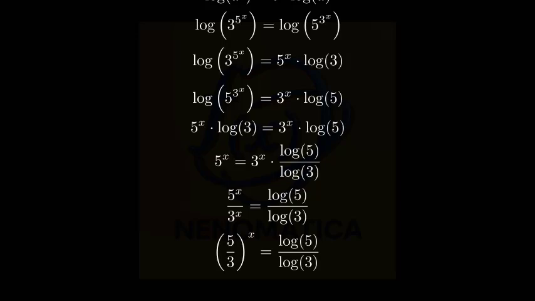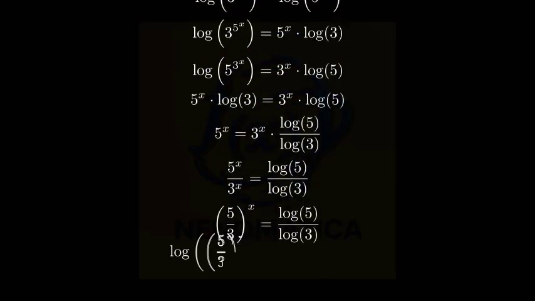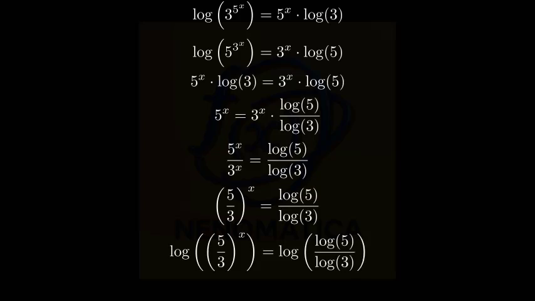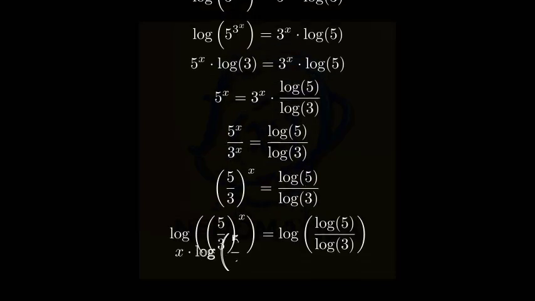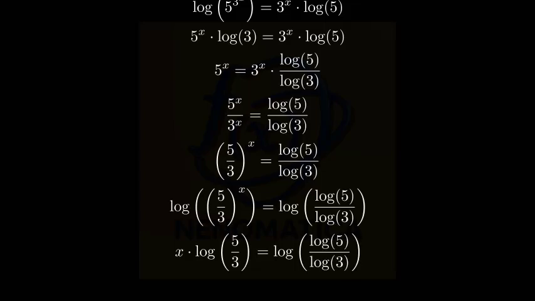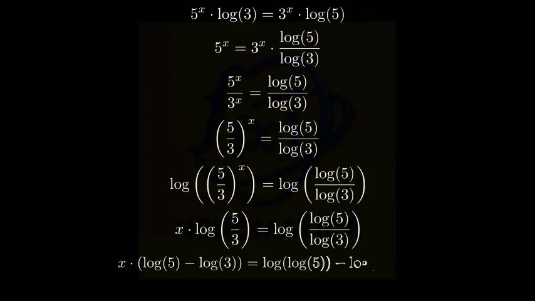Let's take the logarithm of both sides again. Taking the logarithm of both sides gives us log of 5/3 to the power of x equals log of 5 divided by log of 3. Using our logarithm property again, we get x times log of 5/3 equals log of 5 divided by log of 3. We can expand the logarithm of a fraction on both sides. The left side becomes x times log of 5 minus log of 3.